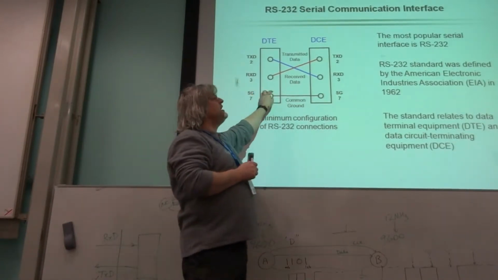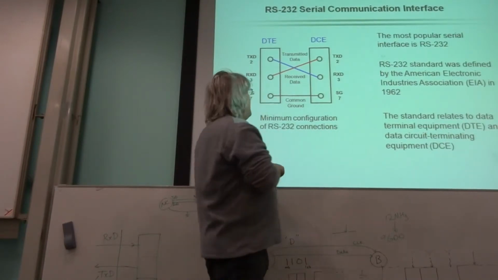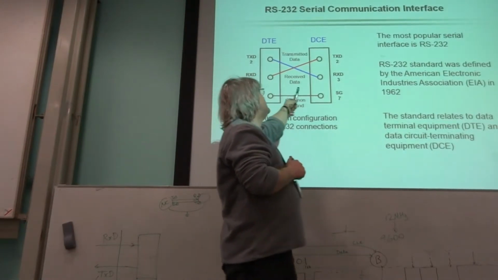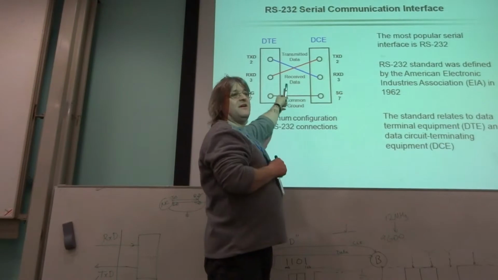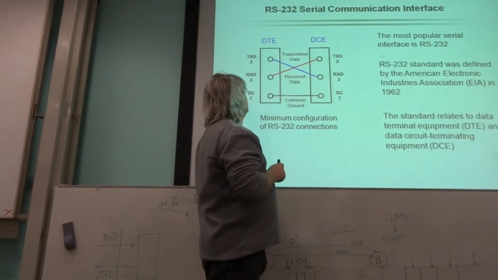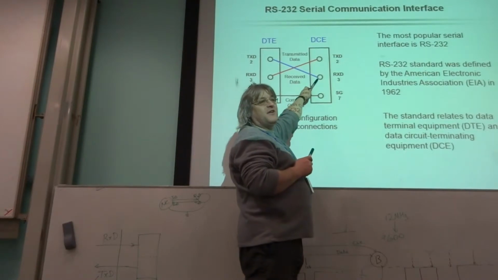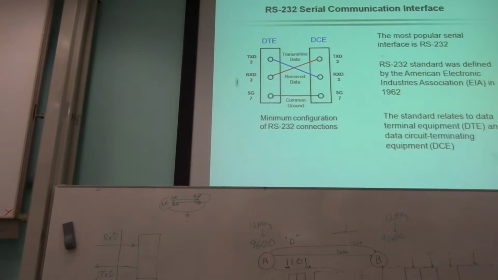I'm not going to test you on anything to do with traditional RS-232, so don't worry about this. It's just basically saying this is the data terminal equipment and the data communication equipment, and this is traditionally how you wire them up in RS-232 language. But you can basically see the transmit on one device is connected to the receive on the other, and vice versa.